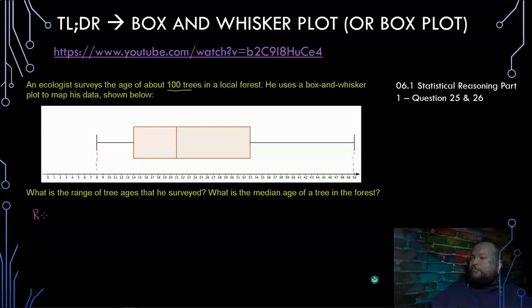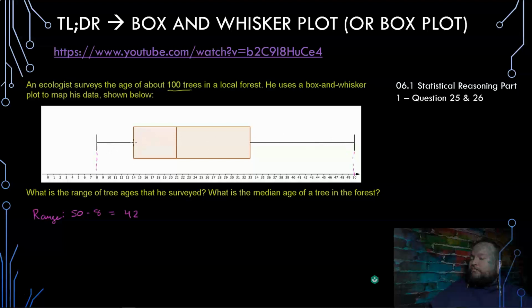So if we want the range, and when we think of range from a statistics point of view, we're thinking of the highest data point minus the lowest data point. So it's going to be 50 minus 8. So we have a range of 42. So that's what the whiskers tell us. It tells us that everything falls between 8 and 50 years, including 8 years and 50 years.